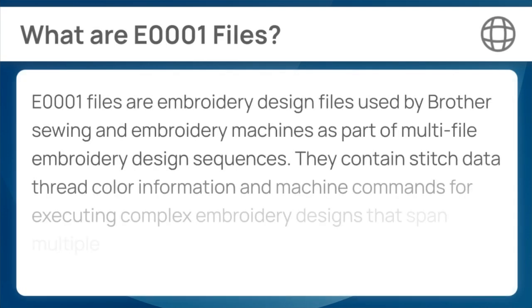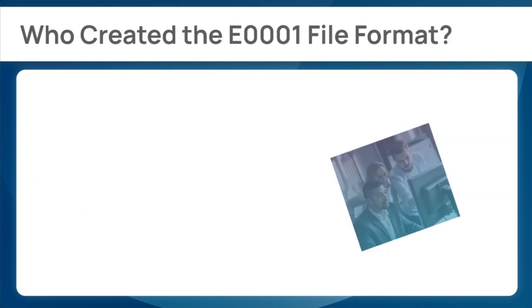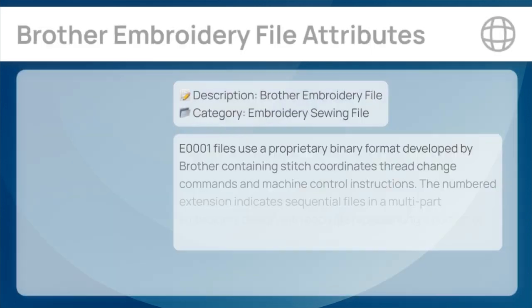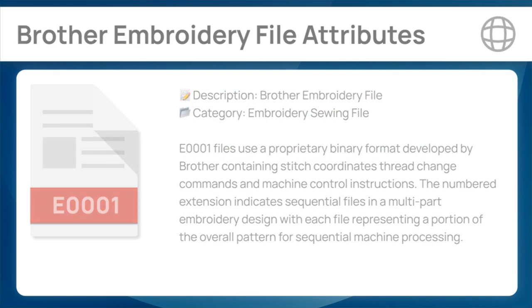E0001 files are embroidery design files used by Brother sewing and embroidery machines as part of multi-file embroidery design sequences. They contain stitch data, thread color information, and machine commands for executing complex embroidery designs that span multiple files for large or color-intensive patterns. E0001 files use a proprietary binary format developed by Brother containing stitch coordinates, thread change commands, and machine control instructions. The numbered extension indicates sequential files in a multi-part embroidery design, with each file representing a portion of the overall pattern for sequential machine processing.